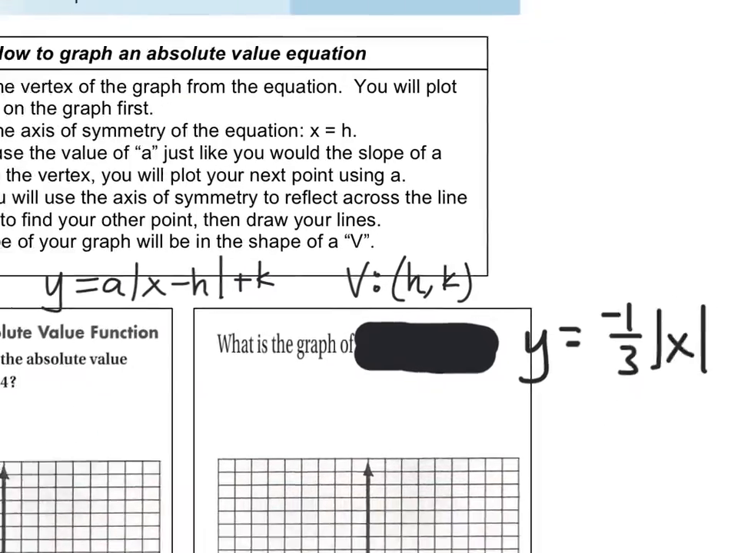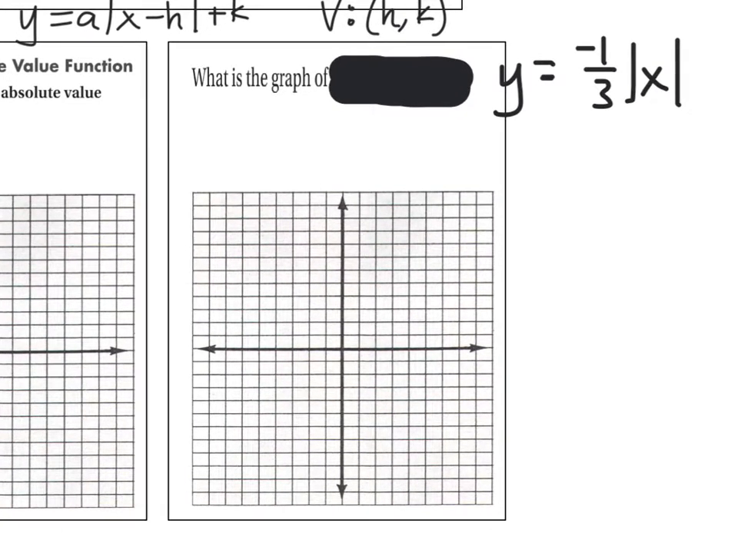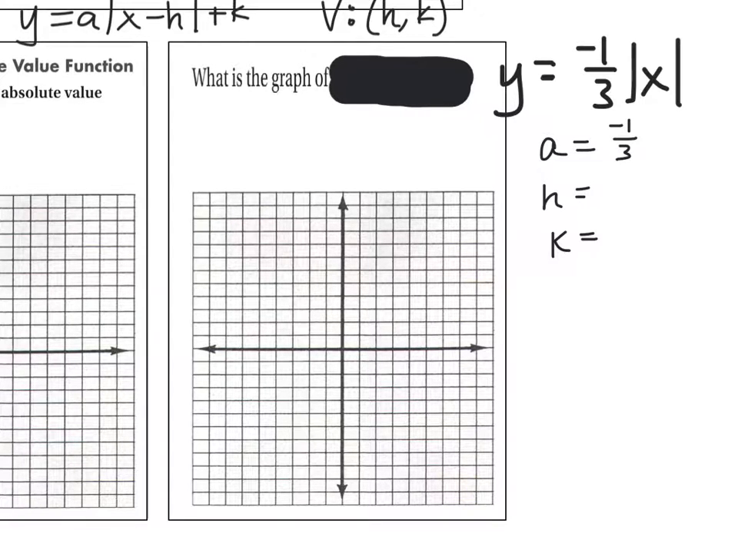Today we're going to up the game a little bit and make a different number. So I've written this example in here. This is an extra example. It says y equals negative 1/3 times the absolute value of x. First thing I want to do is identify my a, my h, and my k. The a value is always the number in front of the absolute value, so my a value is negative 1/3.